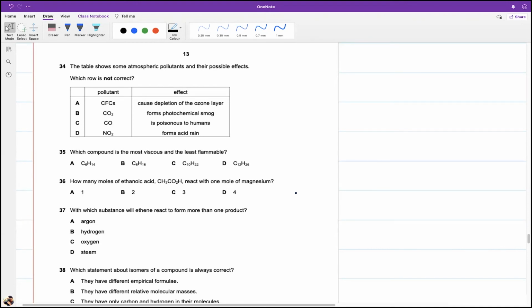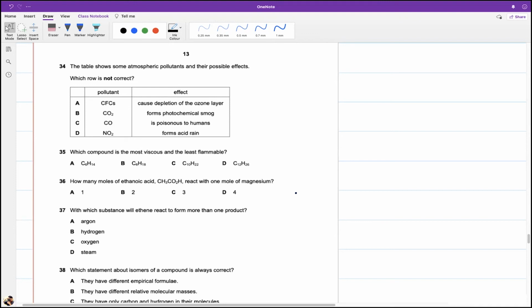Which compound is the most viscous and the least flammable? So for that, you have to understand that the larger the molecule of hydrocarbon, the stronger the intermolecular forces, which means कि वो ज़्यादा viscous होएगा, पास उसके molecules रहेंगे, and उतना ही उसको break down करना energy ज़्यादा चाहिए, तो वो less flammable होएगा. So the largest one, just pick that.